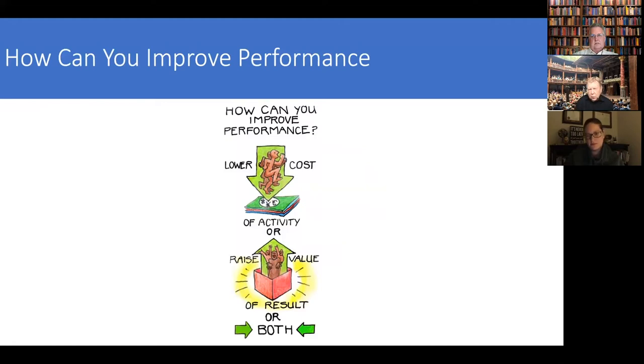So how can you improve performance? It's quite simple. You can do two things. You can lower the cost of the activity, because remember I said activities or behaviors add cost to the organization, or you can increase the value of the performance. So you raise the value or decrease the cost. These are the two classic ways of improving performance in any organization. This comes from the work of Tom Gilbert, and if you really want to do really great work, do both. Lower the cost or increase the value, what we're trying to accomplish here.